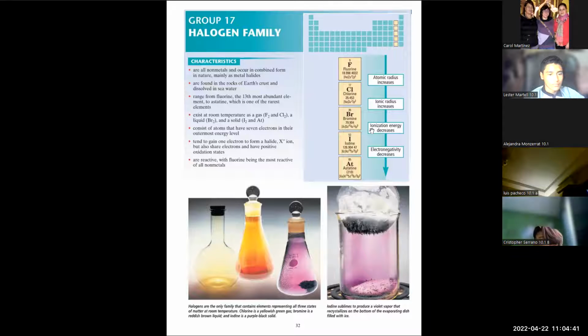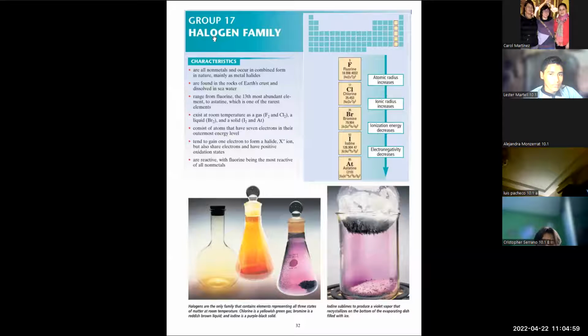Now this is my favorite family. I think that if I was an element, I would be in halogen. Probably nobody thinks that. I regret saying it. I'm sorry, it was a joke.